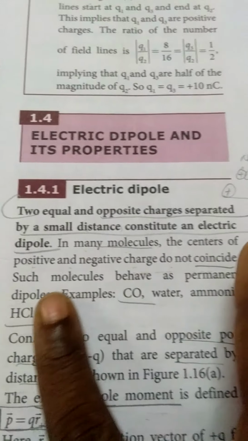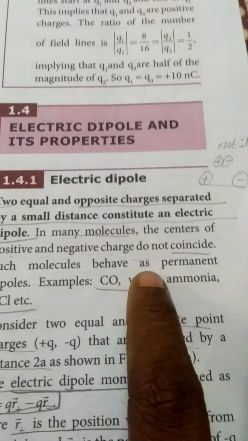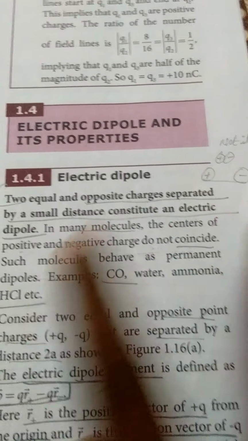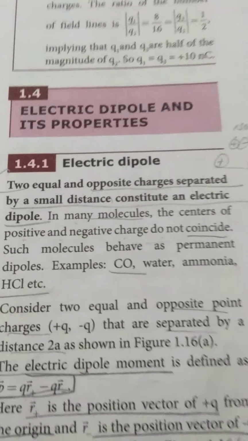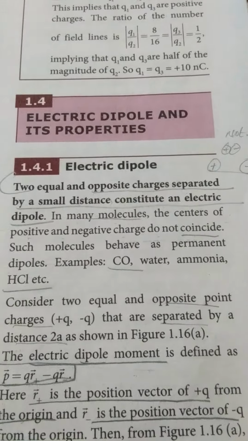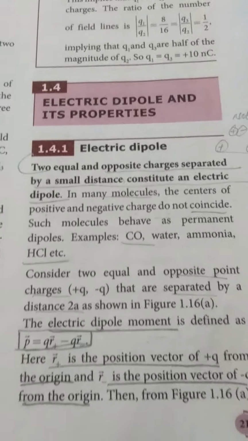Next, you see that such molecules behave as permanent dipoles. Such molecules are permanent dipoles. Examples: carbon, water, ammonia, HCl also.